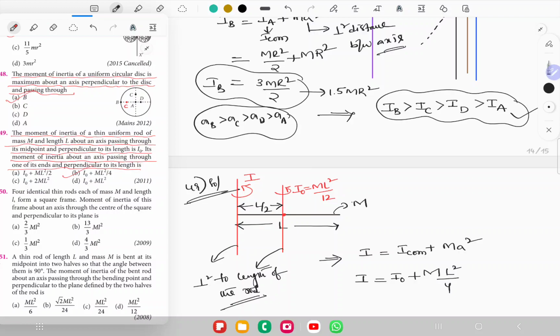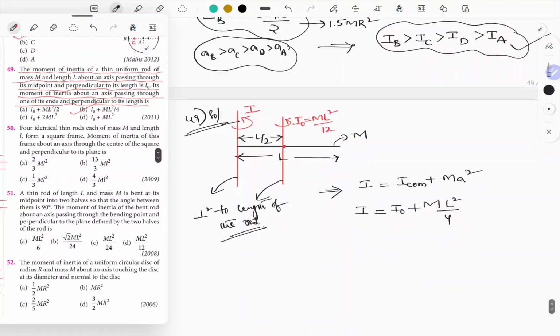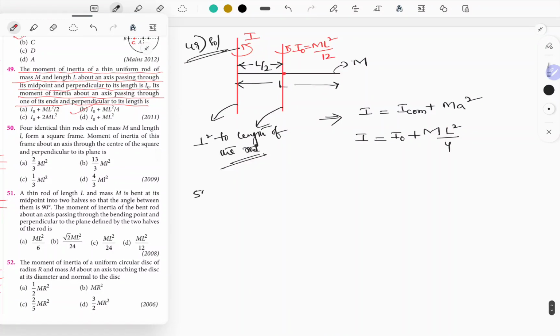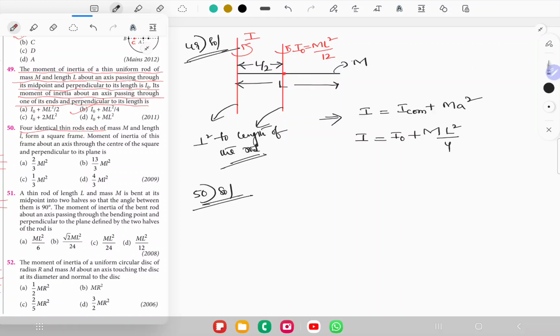Is it clear? Super. Next, question number 50. It's very easy, guys. Understand the application of the parallel axis and perpendicular axis theorems, then it is going to be very easy. Four identical thin rods, each of mass capital M and length L, form a square frame. Find the moment of inertia of this frame about an axis through the center of mass of the square and perpendicular to its plane.